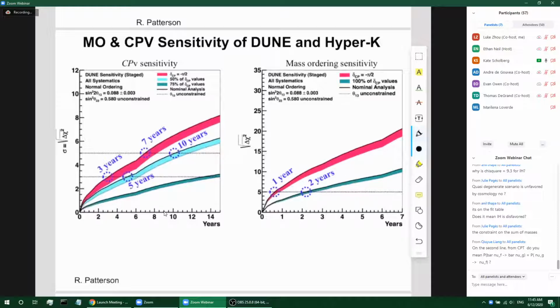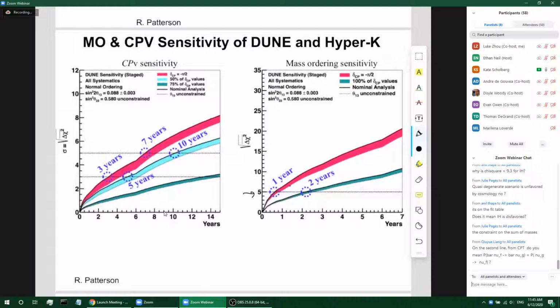If you want to get to 5 sigma, it would be very quick in principle for mass ordering, depending on what the other parameters are. So this one, the red, is if the CP delta truth is minus pi over 2, which is what it looks like. It would be a year to determine the mass ordering at 5 sigma. So it's really very good capability there.